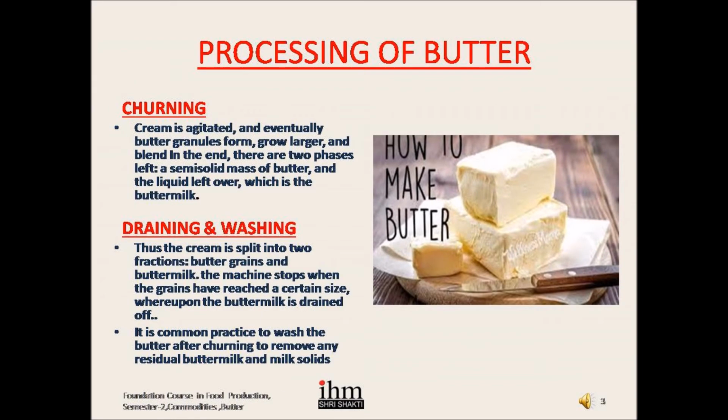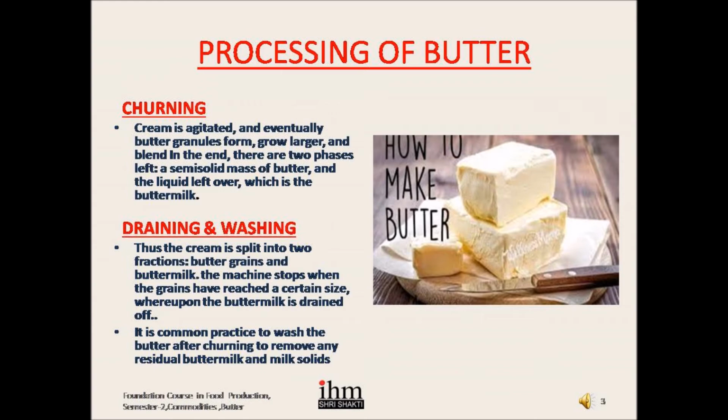Next step is the churning, where the cream is agitated and eventually butter granules form, grow larger and blend in the end. There are two phases now to this. A semi-solid mass of butter is left and the liquid is left, which is also called buttermilk.